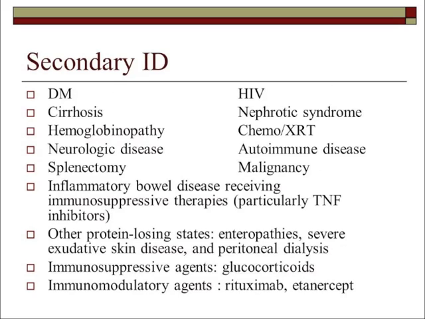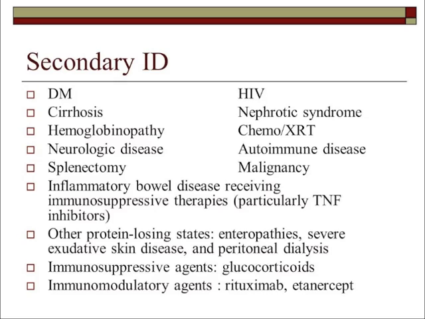So these are the secondary immune deficiencies. These are the ones we're used to dealing with. The most obvious one, diabetes, that we deal with on a regular basis, cirrhosis, the hemoglobinopathies, HIV, of course, nephrotic syndrome. And with nephrotic syndrome, a lot of the other protein-losing states, so if you go to the bottom here, enteropathies, severe exudative skin disease, peritoneal dialysis or hemodialysis, splenectomy, neurological disease, malignancies, etc.